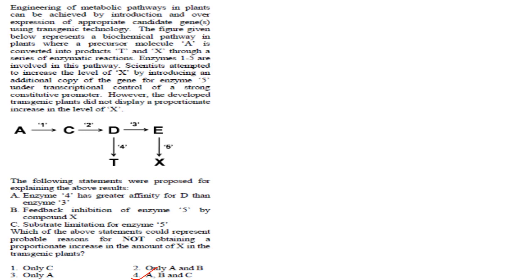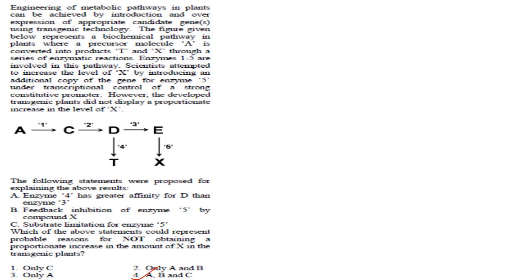Then next one. Engineering of metabolic pathways in plants can be achieved by introduction and overexpression of appropriate candidate genes using transgenic technology. You all know that through transgenic technology, you can genetically modify the metabolic pathways either through introduction of a gene or through overexpression of a particular gene.